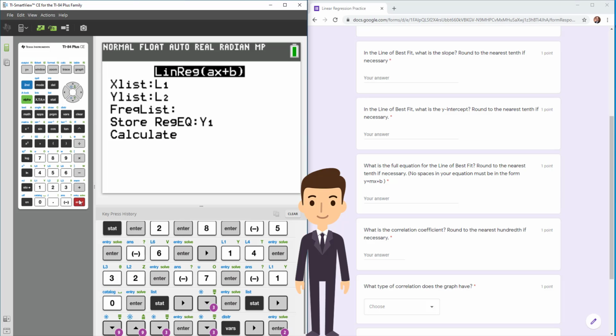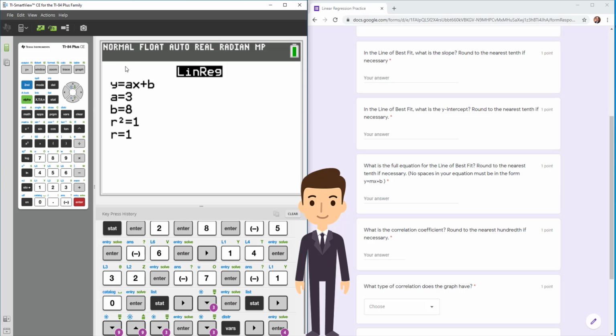We'll see it in just a second here, okay? And then I'm going to hit enter and enter to calculate. And congratulations, I have all my beautiful information here. Now you'll see it says y equals ax plus b. We use mx plus b, but it's the same thing. It's basically saying that a is the slope, okay? So your slope is 3, and your y-intercept is 8.